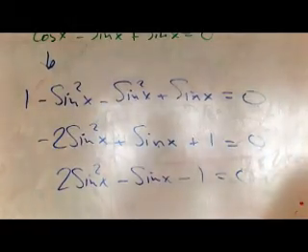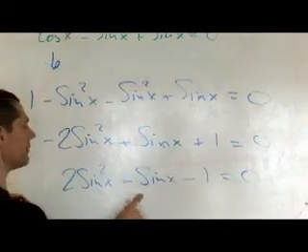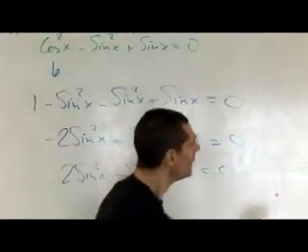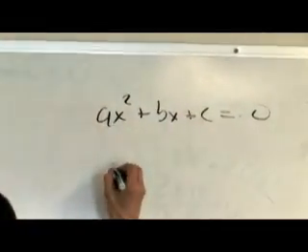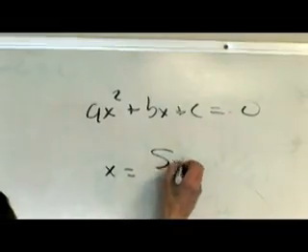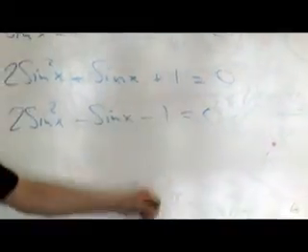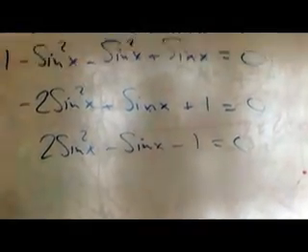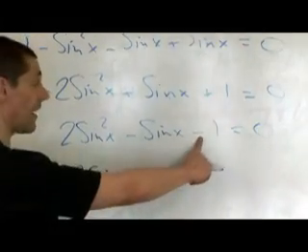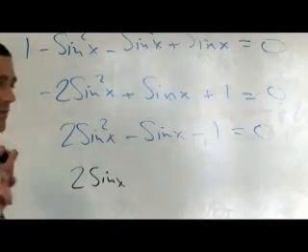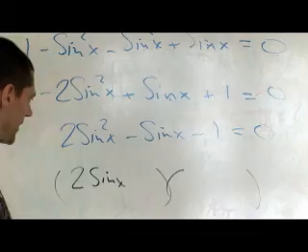Hopefully, this will backwards factor. You'll notice this has the form ax squared plus bx plus c equals 0, where x is equal to sine of x. Here a is equal to 2, b is negative 1, c is negative 1. Hopefully this backwards factors easily as 2 sine x plus or minus something. You've got minus here and minus here, so one of them's got to be plus, one of them's got to be minus. Minus 1 only has two factors, 1 and minus 1.